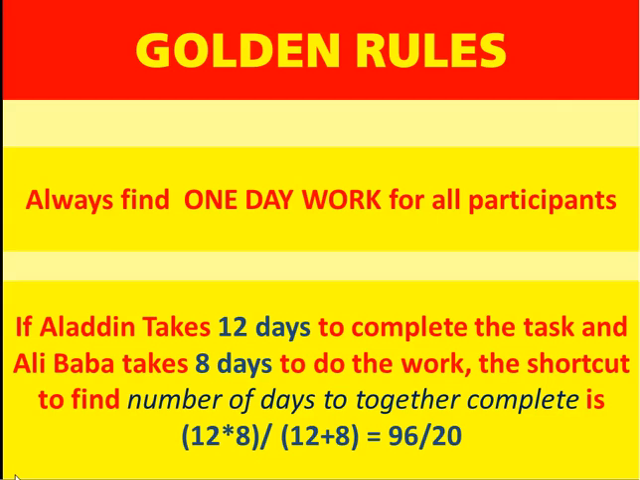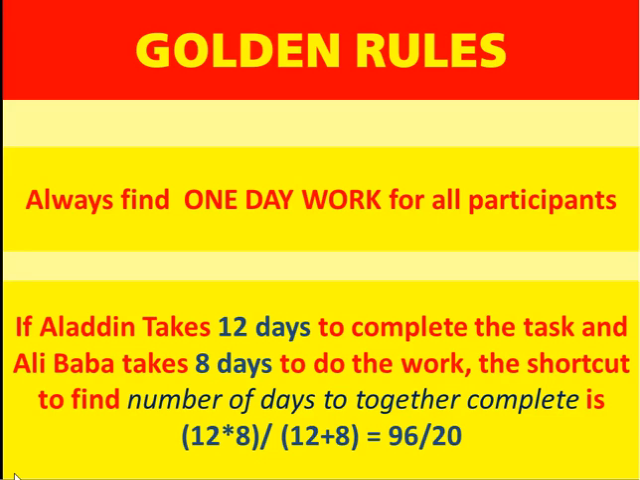Alright, so I've written all of this in the next slide. Always find one day work for all participants. Now that's the shortcut also. If Aladdin takes 12 days to complete the task and Alibaba takes 8 days to do the same task, the shortcut is you multiply the days, 12 into 8, and you divide it by the sum of both, which is 12 plus 8. So it's 12 into 8 divided by 12 plus 8 is equal to 96 by 20.